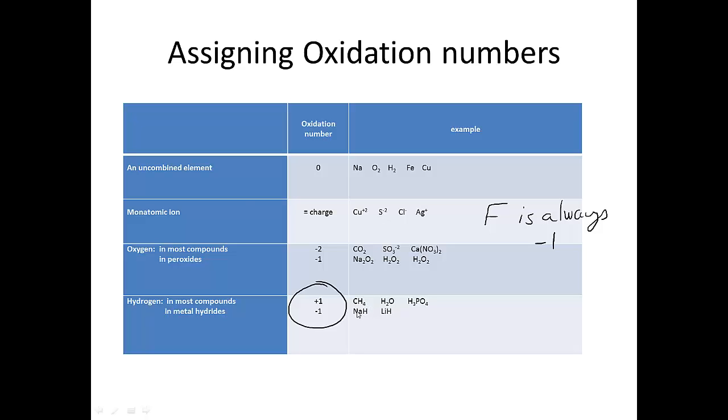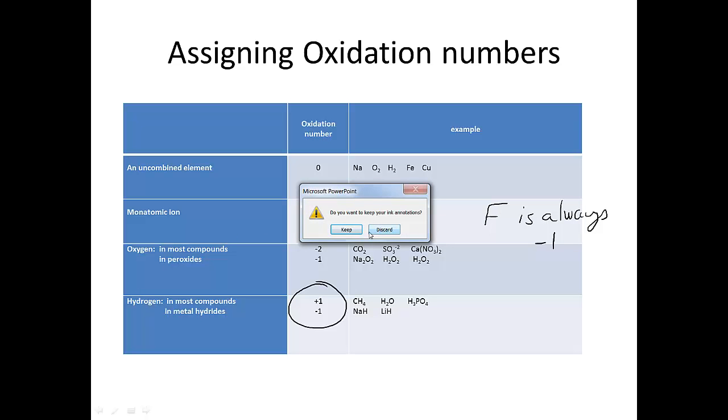The really only time that hydrogen is a negative 1 is if it's combined with something that is not as electronegative, which means when it's with a metal. In a metal, again, I'll never give a metal a negative. So since I'm never going to give a metal a negative, that means when hydrogen is with a metal, it's going to be assigned a negative charge.